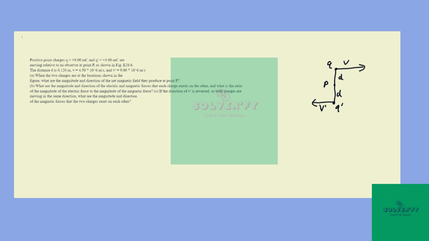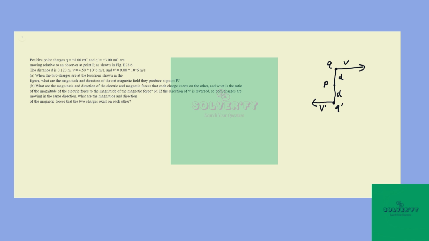Okay, problem 28.6. We have two point charges of positive charge of certain values, and they're moving in different directions, and they're a certain distance apart from this point P. So the first question is, with the two charges at the locations shown in the figure, what are the magnitude and direction of the net magnetic field they produce at point P?